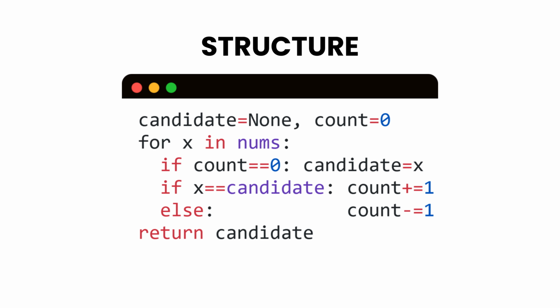Structure. Plan. Initialize candidate equals none, count equals 0. Iterate through the array. If count equals 0, set candidate to the current number. If current equals candidate, increment count, otherwise decrement. At the end, return candidate. If the problem didn't guarantee a majority, we'd re-verify by counting, but here it's guaranteed.